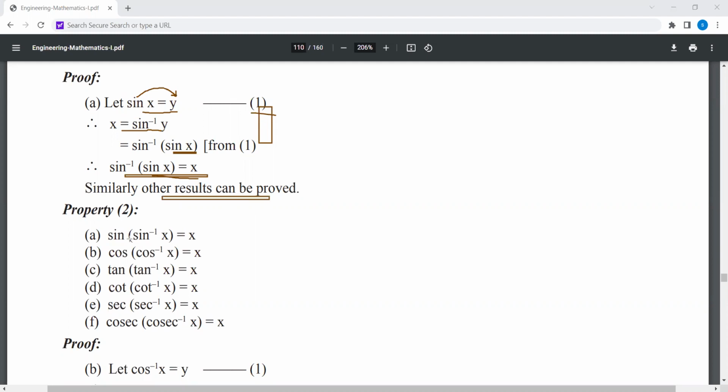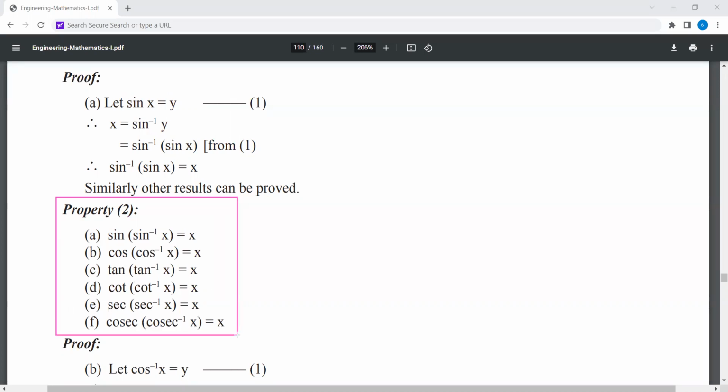Property number 2: sin of sin inverse x is equal to x. Cos of cos inverse x is equal to x. Tan of tan inverse x is equal to x. Cot of cot inverse x is equal to x. Sec of sec inverse x is equal to x. Cosec of cosec inverse x is equal to x.